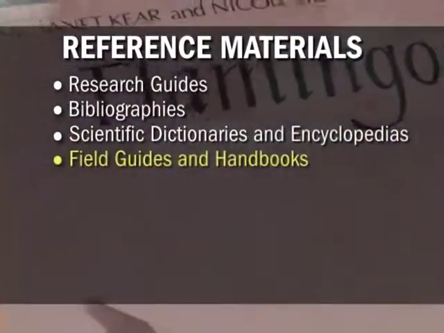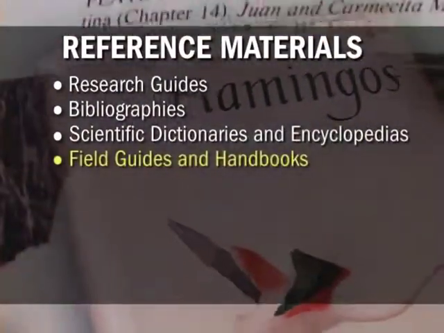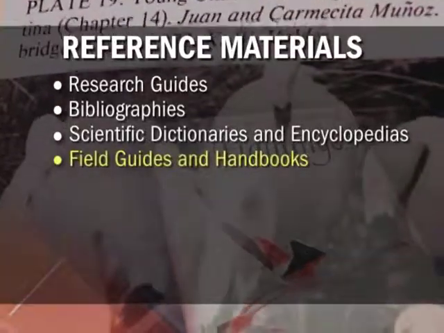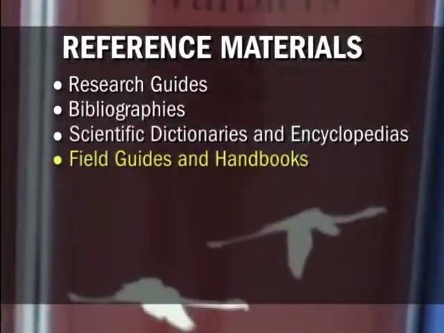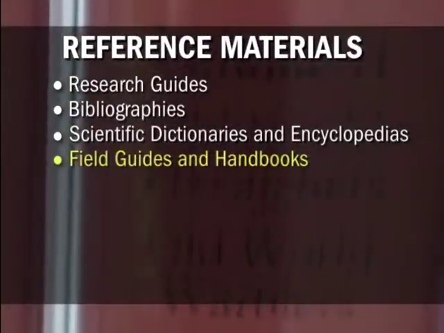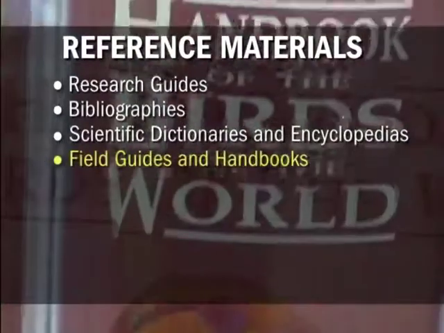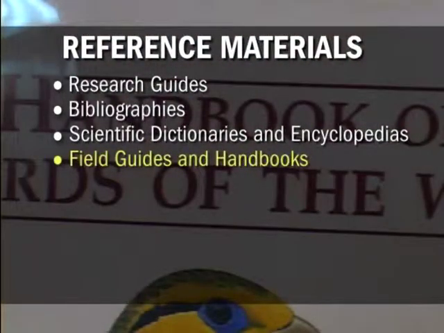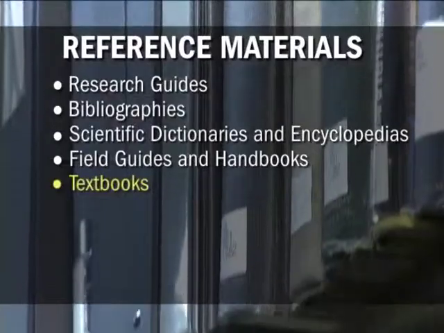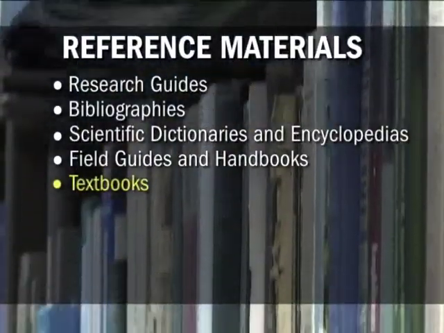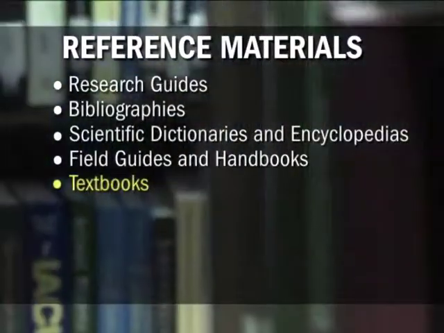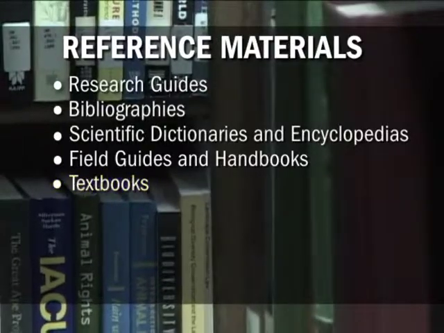Field guides often include basic information about biology and behavior. Handbooks are how-to guides to animal behavior research, covering topics such as study design and observational methods. Textbooks cover the basic theories and principles of animal behavior and provide examples of studies that illustrate these ideas.